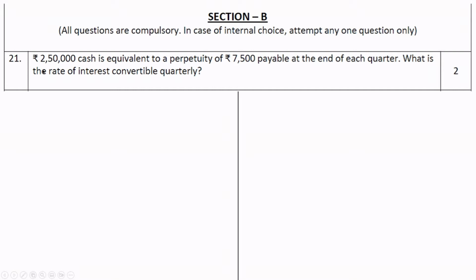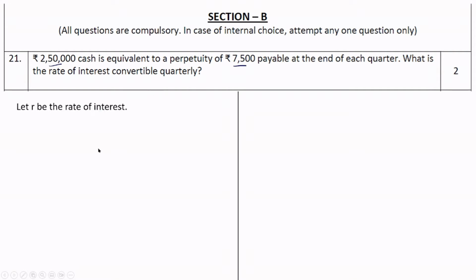21st question. Rupees 2,50,000 cash is equivalent to a perpetuity of rupees 7,500 payable at the end of each quarter. What is the rate of interest convertible quarterly? So here the present value of perpetuity is given. It is 2,50,000 cash. This is the present value of this perpetuity. This is the periodic payment, rupees 7,500, payable at the end of each quarter. We need to find the rate of interest that is convertible quarterly.